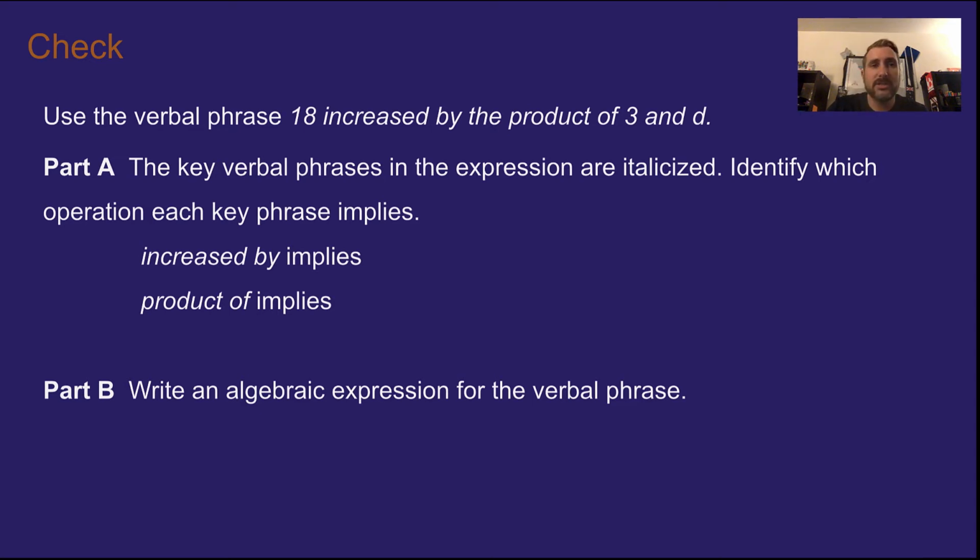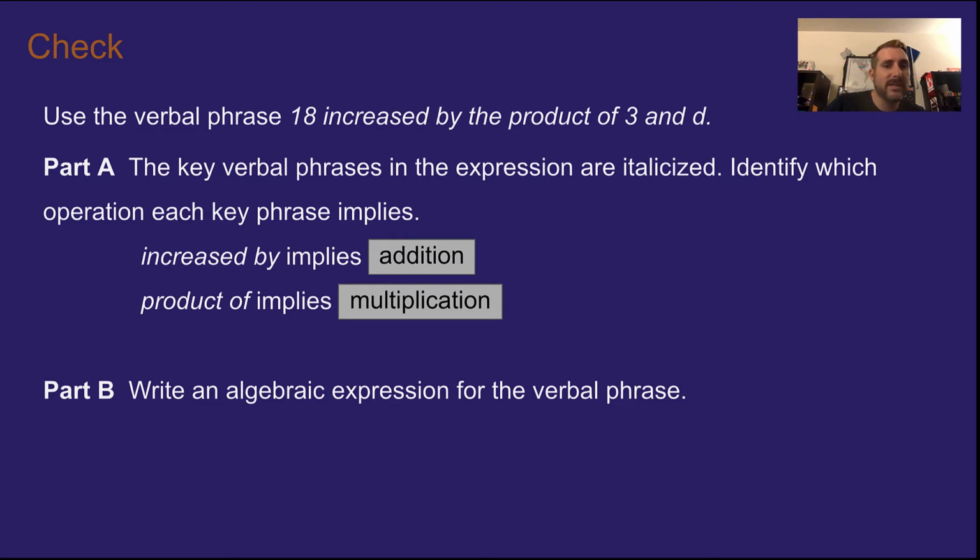Check your answers. First, "increased by" implies addition. "Product of" implies multiplication. So if we're putting things together, we have 18 adding the product of 3 and d. So 18 plus 3d.